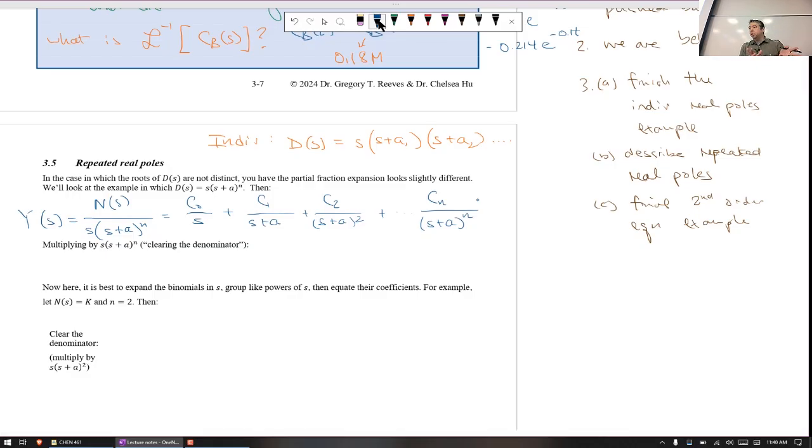Now, if we operate as we did before by clearing the denominator, if I multiply both sides of the equation by what's in the denominator on the left-hand side, I get N of s is equal to c0 times s plus a quantity to the nth power, plus c1 s times s plus a to the n minus 1, plus c2 s times the quantity s plus a to the n minus 2, and so on, plus cn times s.